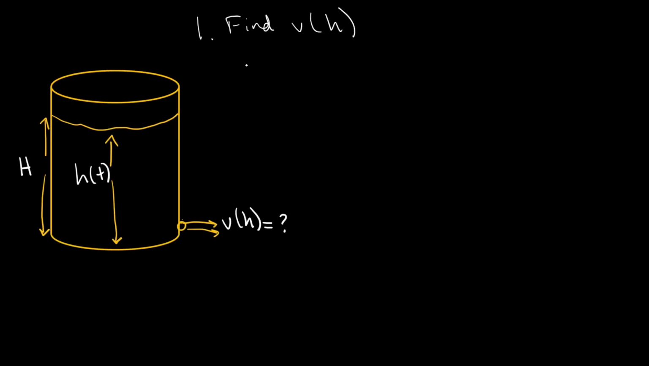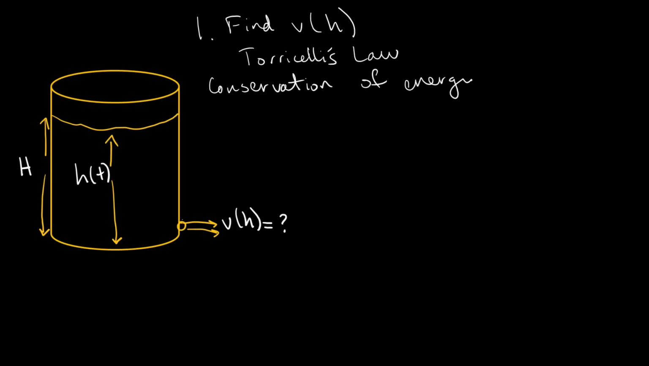Our first step, as I said, is going to be to find velocity as a function of the height. And we're going to use what's called Torricelli's law. We're actually going to derive Torricelli's law or Torricelli's theorem. And the way we can do that is using the conservation of energy. So this is also known as Bernoulli's principle. If we have a steady flow, the energy at two different points is going to be the same.